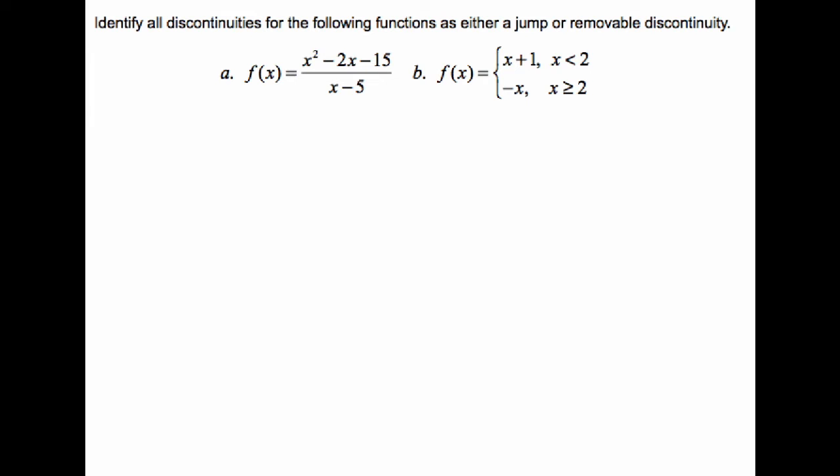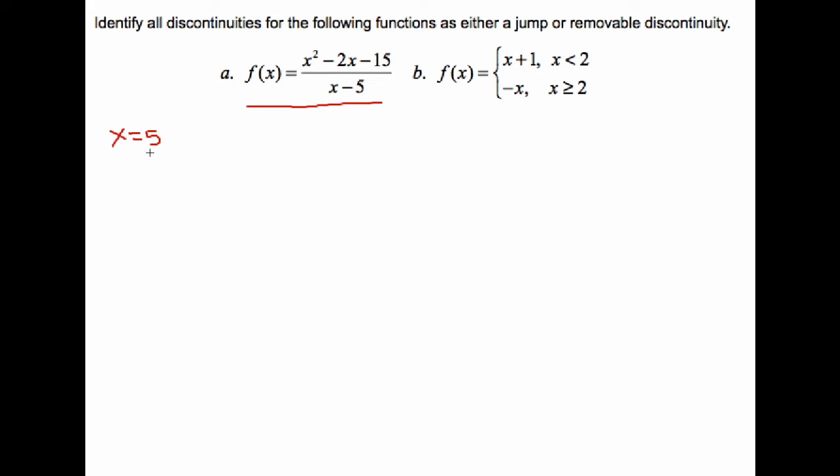Let's identify all discontinuities for the following functions as either jump or removable discontinuities. The first function is f of x is equal to x squared minus 2x minus 15 over x minus 5. So we do know that we have a discontinuity at x equals 5 because that forces the denominator to be 0. Now the question is, is it a jump or removable discontinuity?